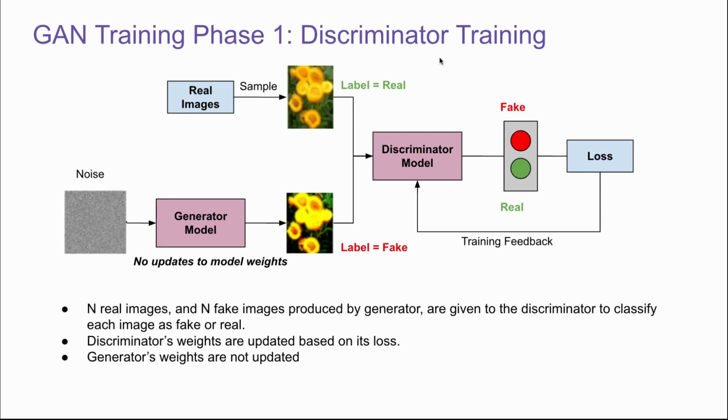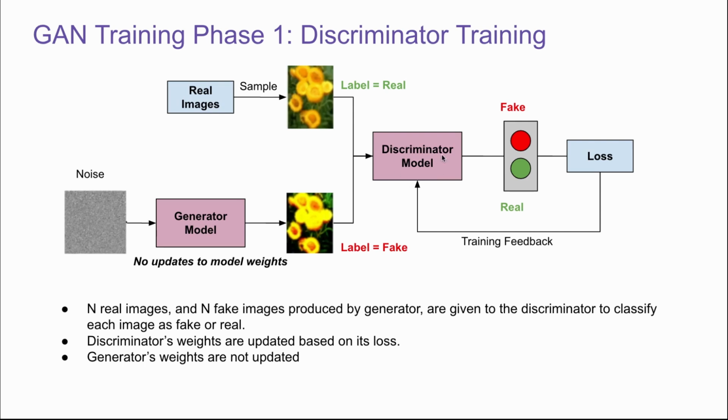So this is the first training phase. We want to train the discriminator. In this case, we want to have n real images and n fake images produced by the generator. They are given to the discriminator to classify each image as fake or real. For the real image, we have the label equal to real. For the fake image, we have the label equal to fake. Labels are used to calculate the loss later. The discriminator's weights are updated based on its loss.